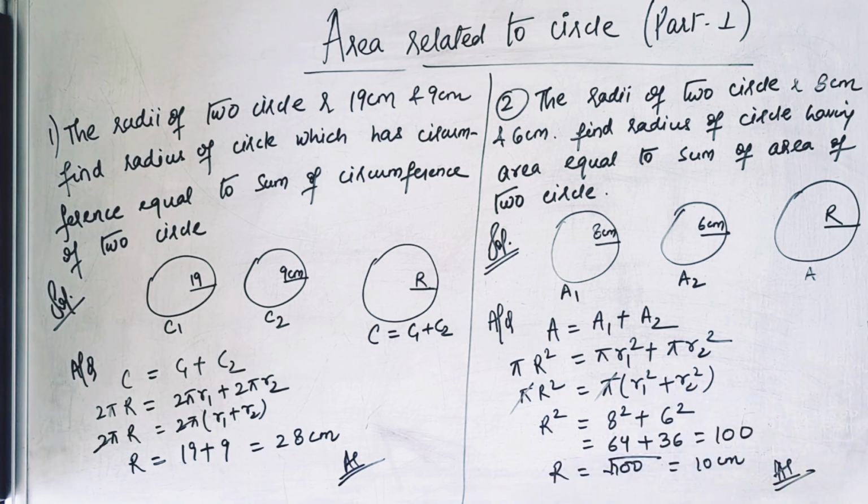So, we have seen how we can solve the questions related to area and perimeter of a circle. In this case, we are discussing only one circle. Now, we'll move on to the next type of question which comes in this concept.